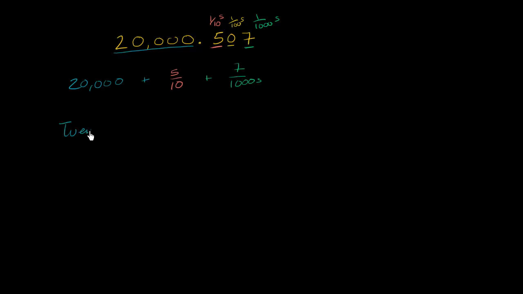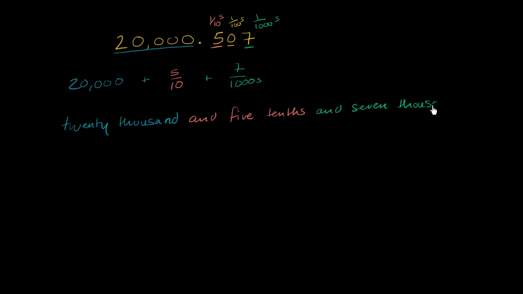So if we were to write down everything that I just spoke out loud, we would say that this is 20,000, and 5/10ths, and 7/1000ths. Now, this isn't the only way to say this.